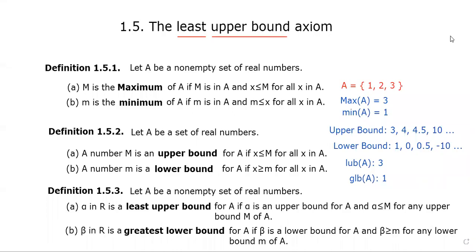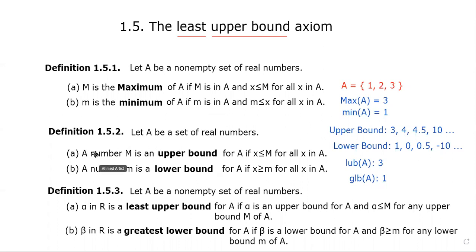In order for us to understand what is the least upper bound, we're going to have to first understand what is the maximum. So let us go through the first definition. Let A be a non-empty set of real numbers. I think this is clear for everybody what this sentence means. So what is the maximum? M is the maximum of A if M is in A and x is less than or equal to M for all x in A.